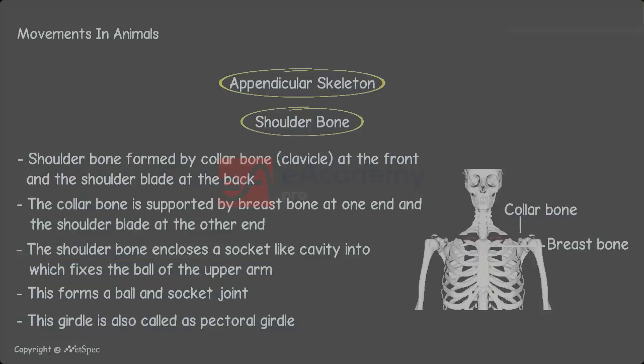So, this is the ball of the upper arm which fixes into the socket-like cavity. This cavity is enclosed by the shoulder bone. This is the first part of the appendicular skeleton, that is, the shoulder bone.